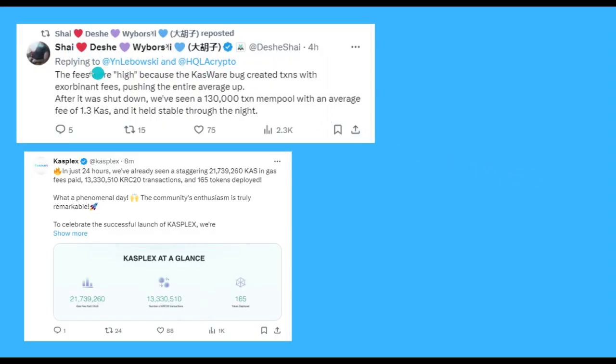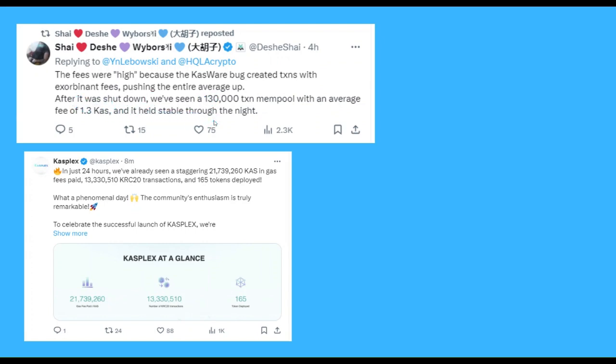And then Shaidesh just went on to say, fees were high because the Kasware bug created transactions with exorbitant fees, pushing the entire average up. After it was shut down, we've seen a 130,000 transaction memory pool with an average fee of 1.3 KAS, and it held stable throughout the night.